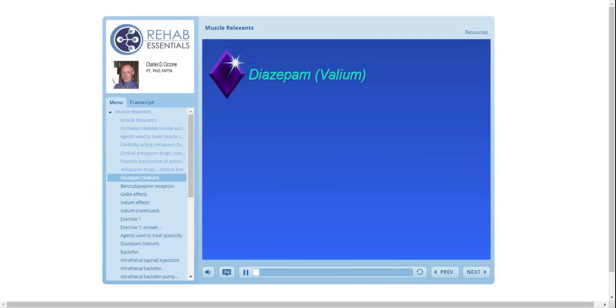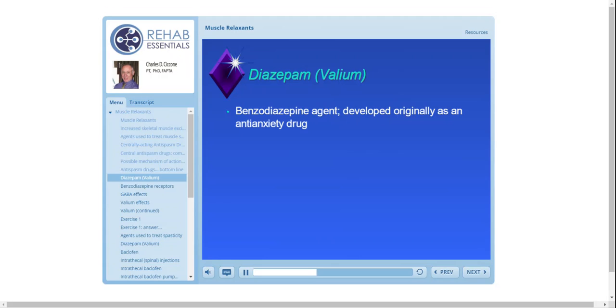So that was our group of what we called centrally acting drugs. Now we're going to talk about a specific drug called Valium, or its generic name, diazepam. This drug, of course, was developed originally as an anti-anxiety drug. We'll see it when we talk about psychotropic medications as one of the really premier anti-anxiety drugs. And it is probably the most famous member of this class of drugs called the benzodiazepines, or a lot of people refer to them simply as benzos. It's a complex drug. It's a very interesting drug.